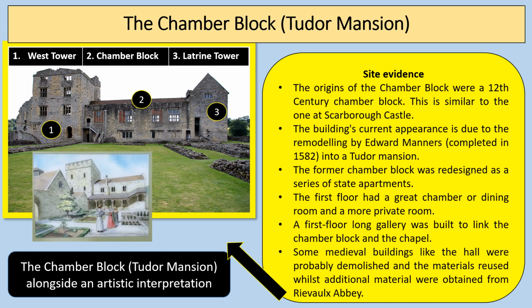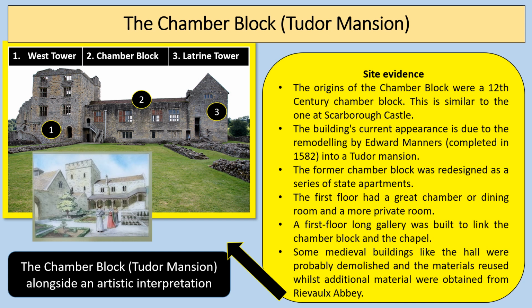Now, moving on to the chamber block, so next to the West Tower. The chamber block is that bit there in the middle between the West Tower and the latrine tower. The origins of the chamber block were a 12th century chamber block itself, and that's similar to the one at Scarborough Castle actually. Now, the building's current appearance is due to the remodelling by Edward Manners, which was completed in 1582, into a Tudor mansion.